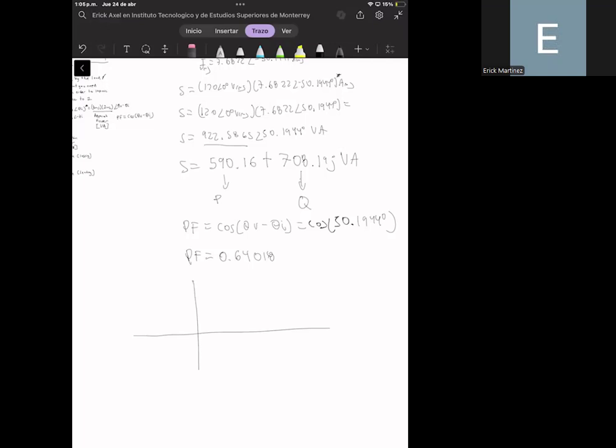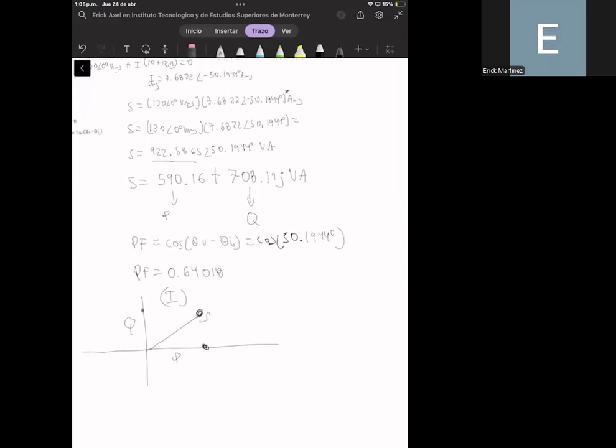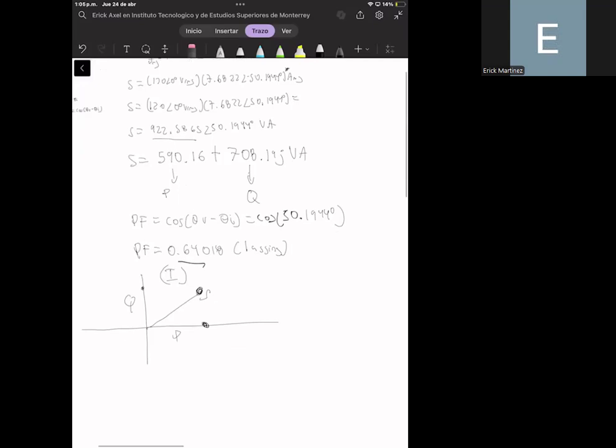So we know that we have here the real part, this is P, and also Q is positive, okay? The reactive power is positive. So that means that the complex power is in the first quadrant. So based on this data, we can say that the power factor is lagging, okay? Because the complex power is in the first quadrant. So the power factor is this value, 0.64, and it is lagging because the complex power is in the first quadrant, okay? Because the reactive power is positive.